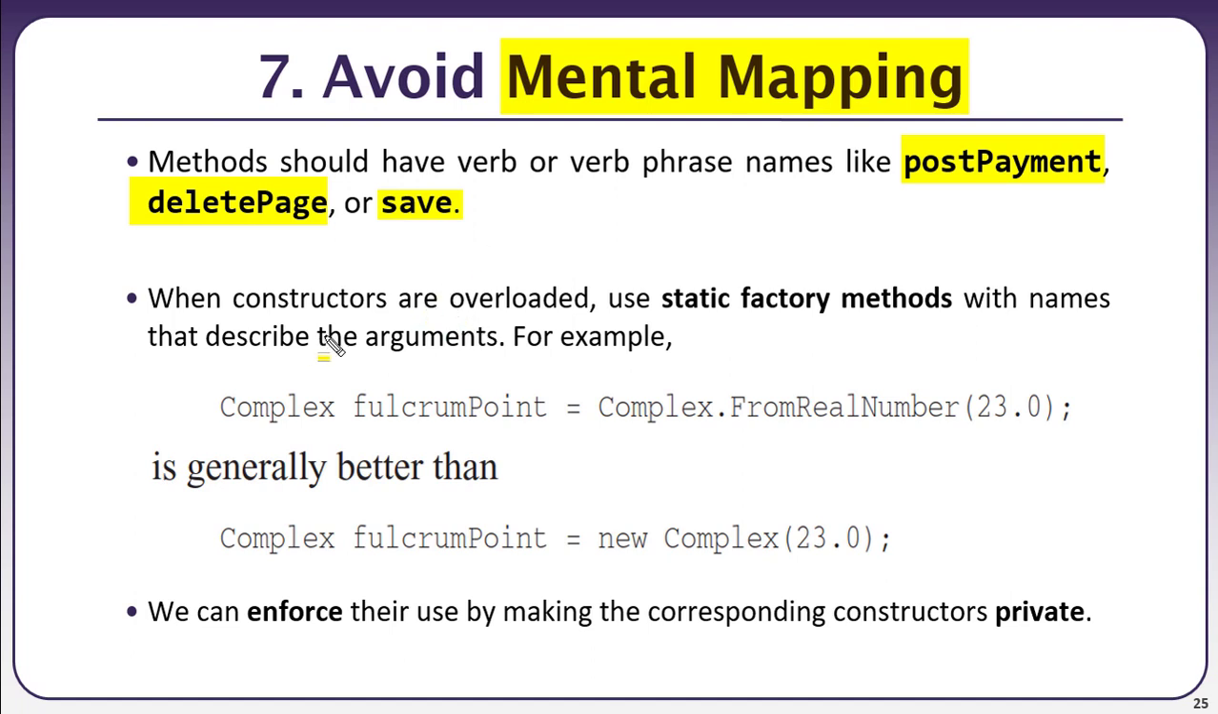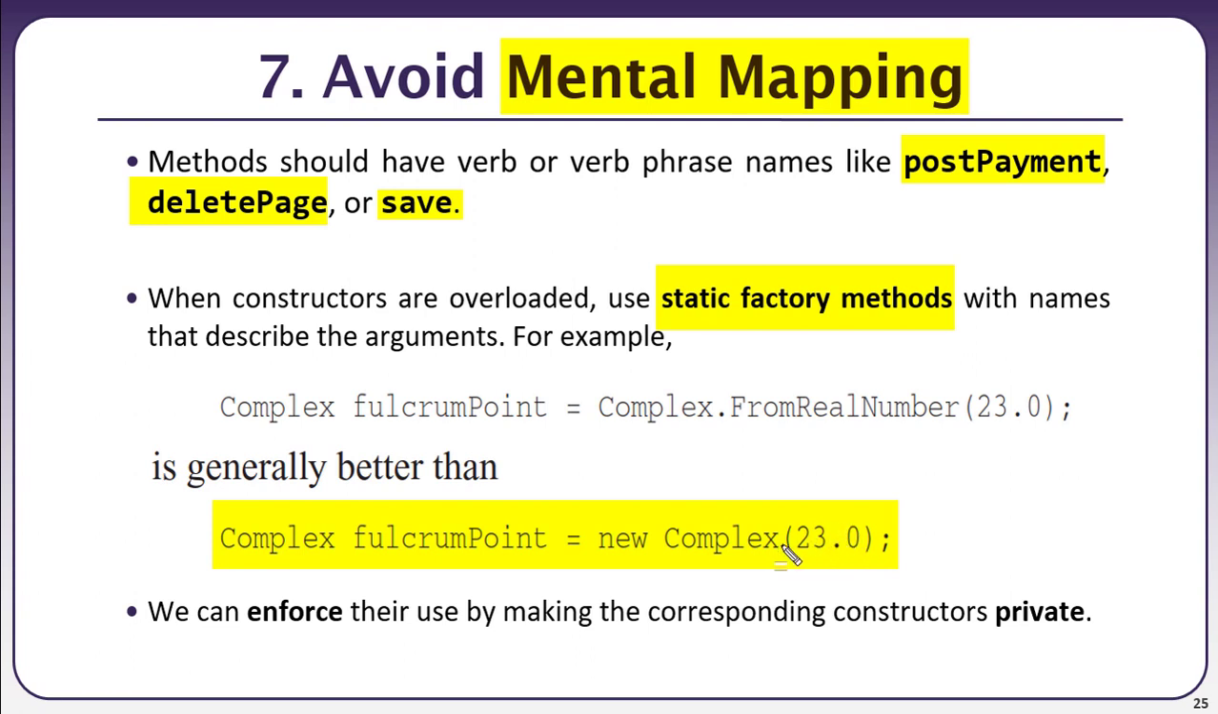Similarly, when you are overloading the constructors, it's better not to use this form जो कि हम ऑलरेडी इसको इस्तेमाल करने के आदी हैं. You would be assuming कि सर हमें ये क्यों कह रहे हैं. When you are overloading the constructors, you should use static factory methods with the names that describe the arguments. So for example, I want to have a constructor which creates that complex class type object. ये complex class का object बनाता है by taking that float value or that real number.